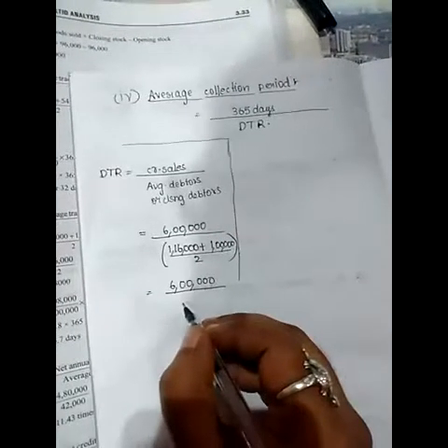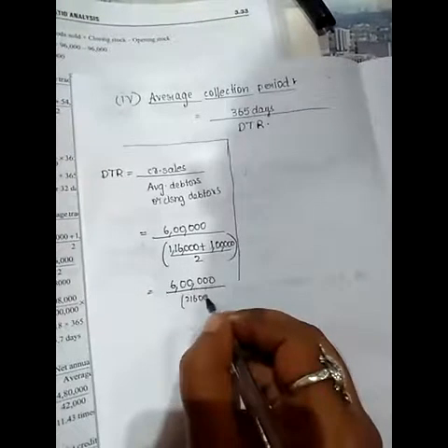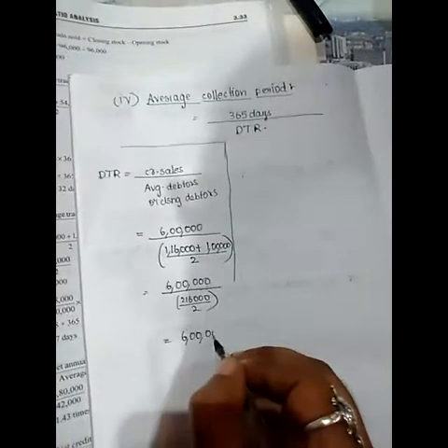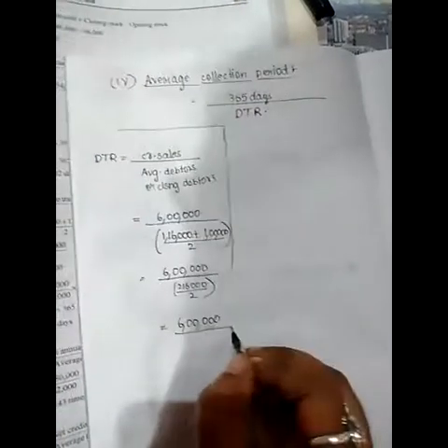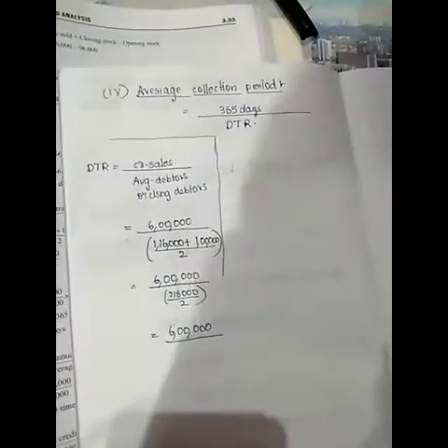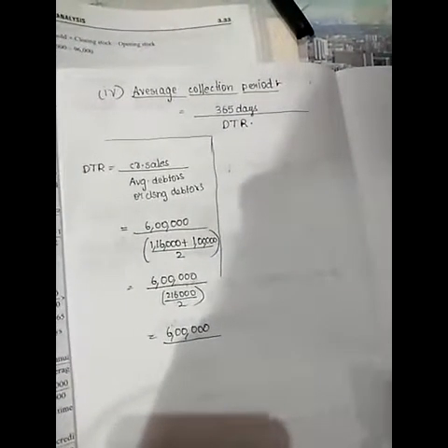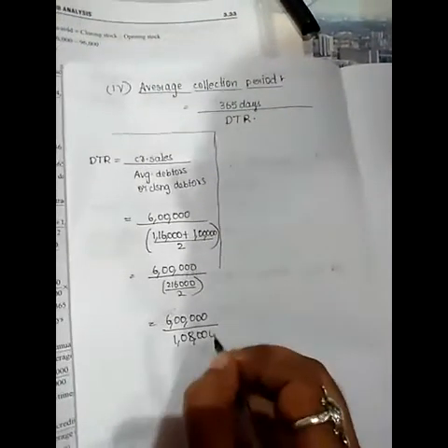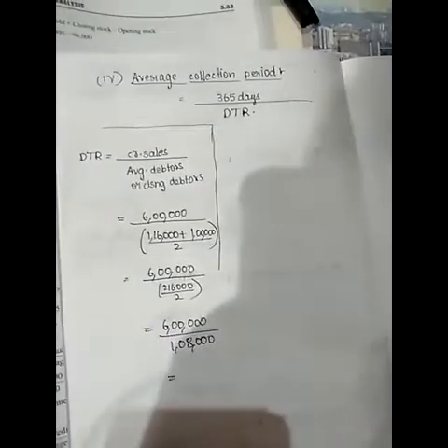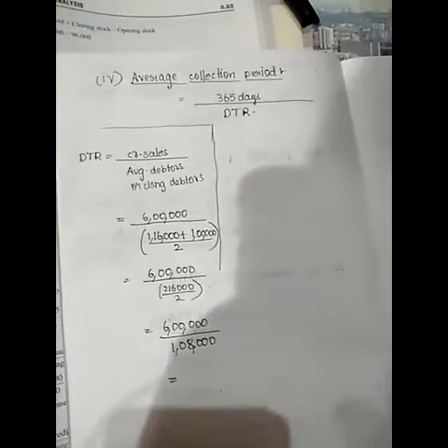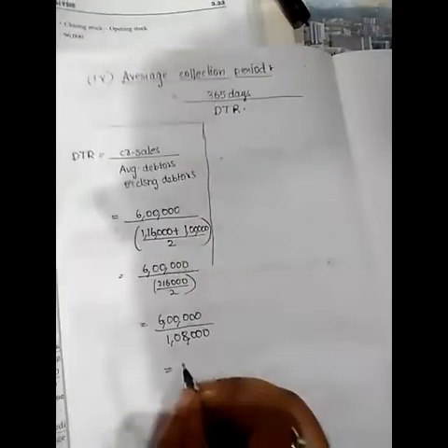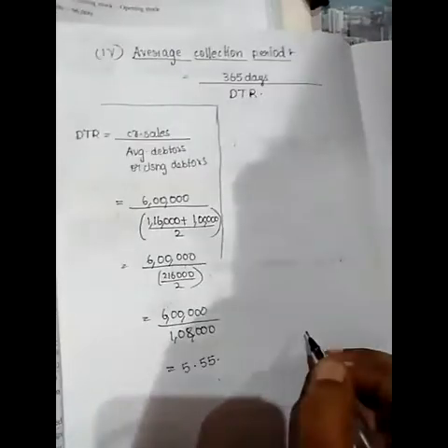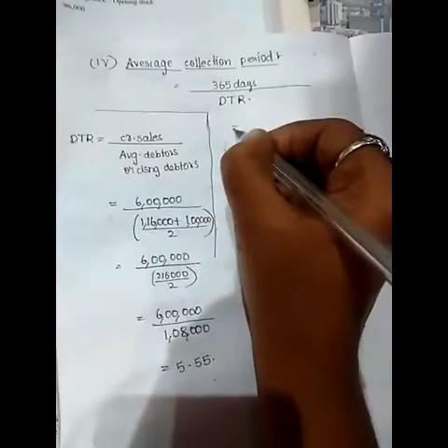This is 2,16,000 divided by 2. What will I get? 6 lakhs divided by, let me calculate, 2,16,000 divided by 2 is 1,08,000. So 6 lakhs divided by 1,08,000 is equal to 5.55. Okay, 5.55.